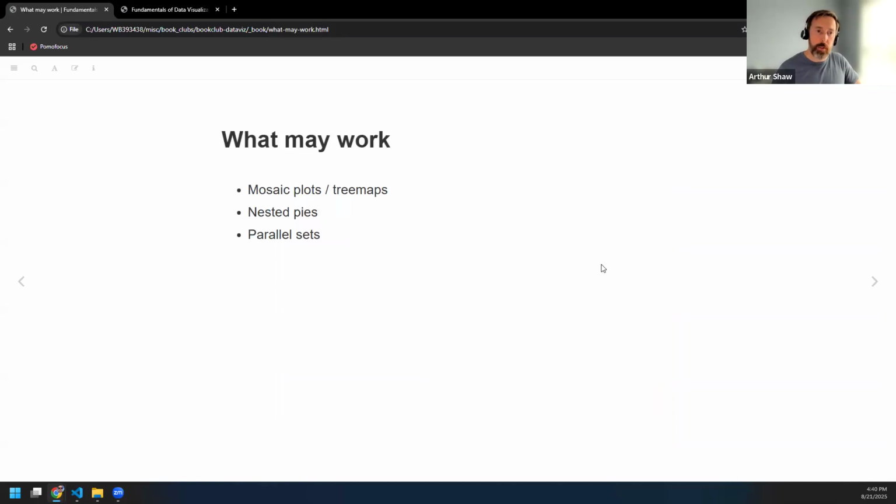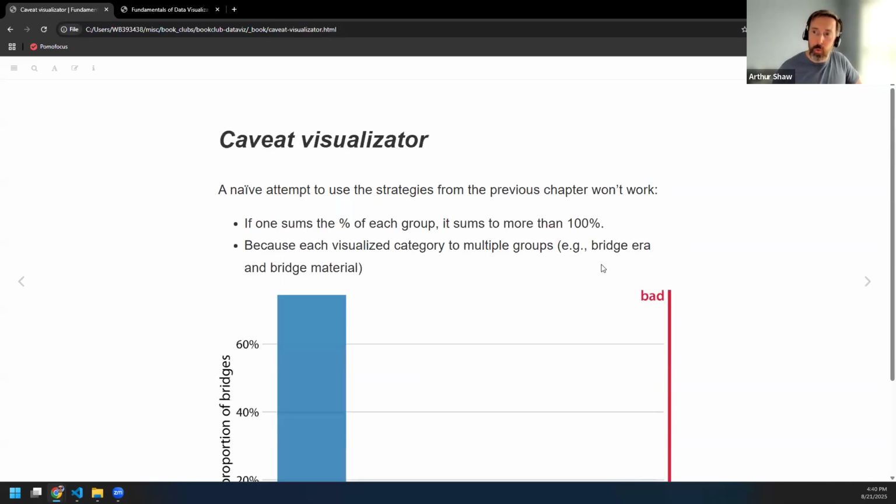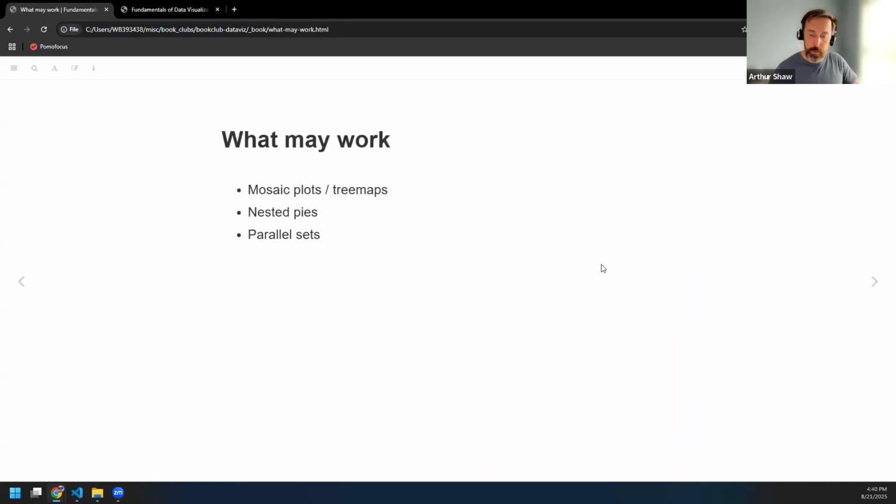Basically these traditional patterns don't work, and we have to go reaching for other things. The author suggests a few, and then at the end I'll suggest a few others that I happened across without looking at them too deeply. He points out three families of things: mosaic plots / tree maps, nested pie charts, and then parallel sets. I went looking for others because, frankly, after reading this chapter, I was left unsatisfied with what was presented there. I'm not saying it was bad.